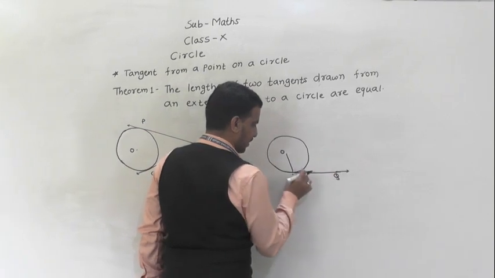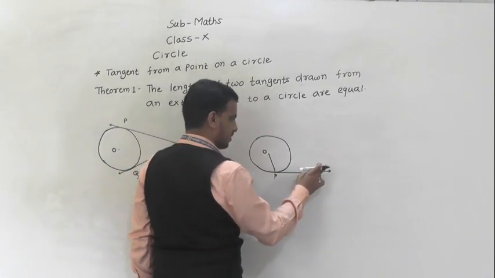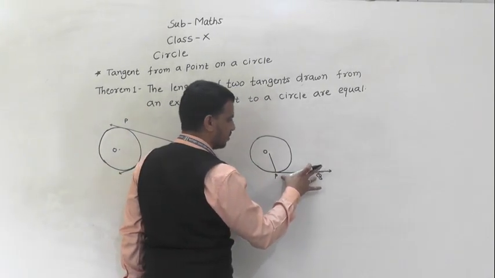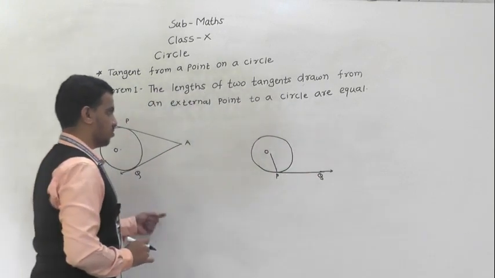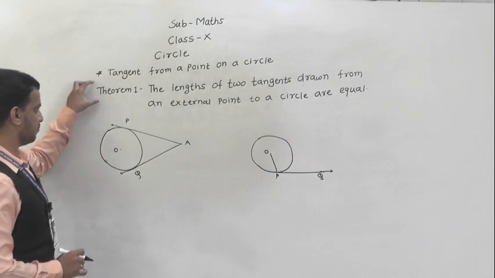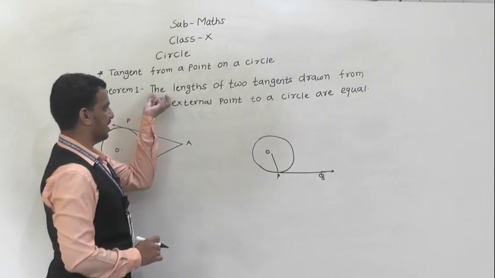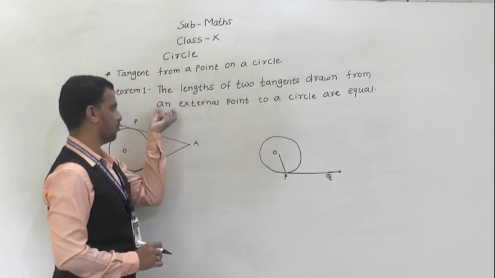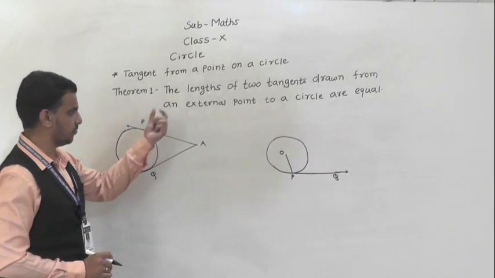a point of contact P and this point Q. So PQ is the length of the tangent. Now we are going to start a new topic, that is a theorem. The lengths of two tangents drawn from an external point to a circle are equal.